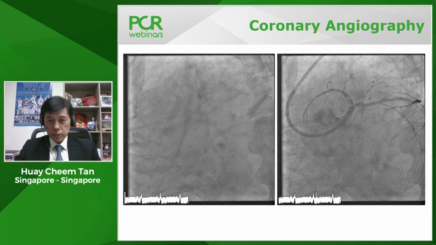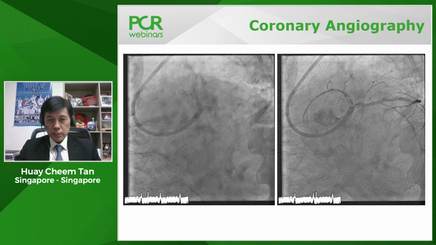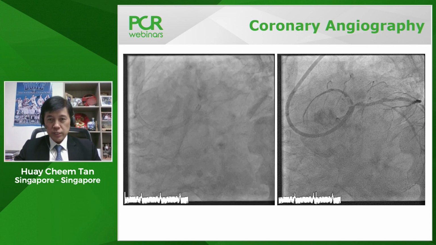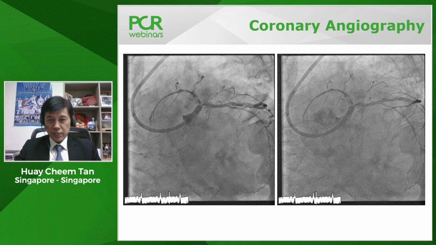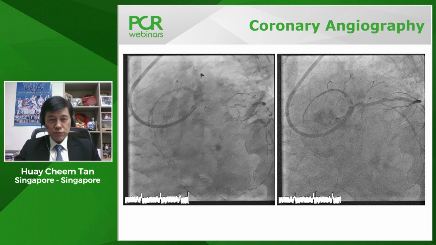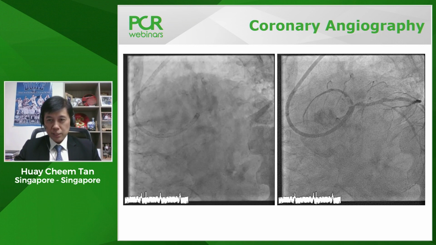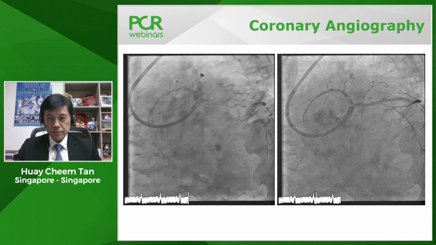This is the RAO caudal view. And we'd like to look at the spider view now, again showing these very critical lesions involving the LAD and the circumflex artery. So I'm just going to pause here and perhaps ask my two fellow colleagues, what is your strategy for this particular lesion?